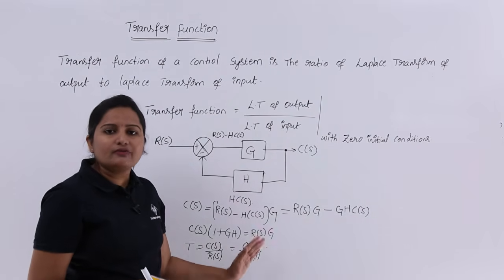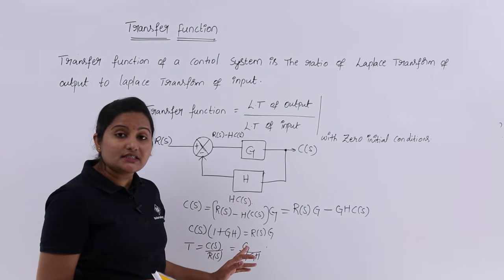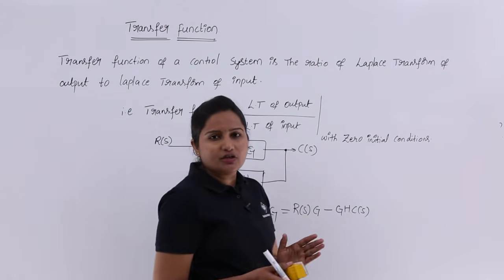If you calculate the same for a positive feedback system, you are going to get G by 1 minus GH. So, this is about the transfer function of the system.